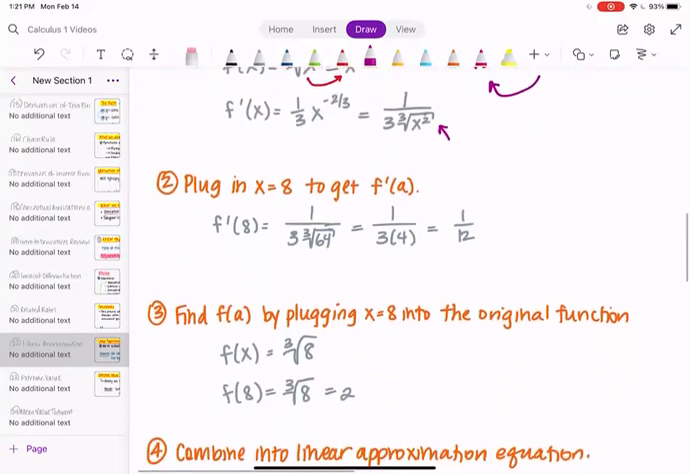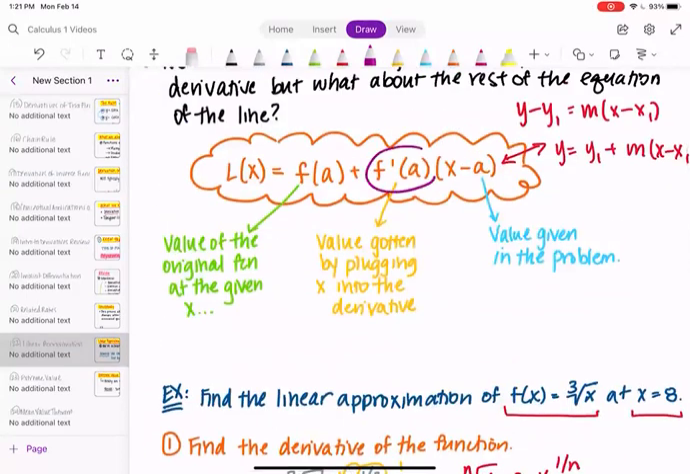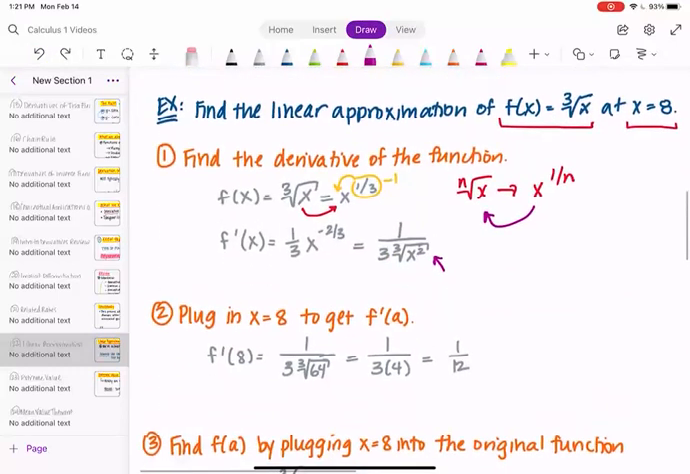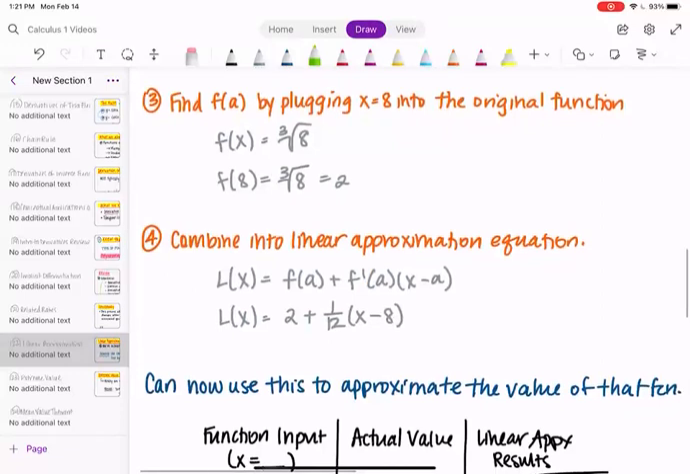So the next step will be to evaluate that, because remember this function needs f prime of a, which means we have to plug in the x value we're evaluating at into that function. So that's essentially exactly what we did here. We took 8 because we're asked to find it at 8, and then we plugged it into the function we got here, which led us to 1/12. That's going to be our m in our equation. And then this next step is to find the value of the original function by plugging 8 into the original function. And that's going to give us 2.